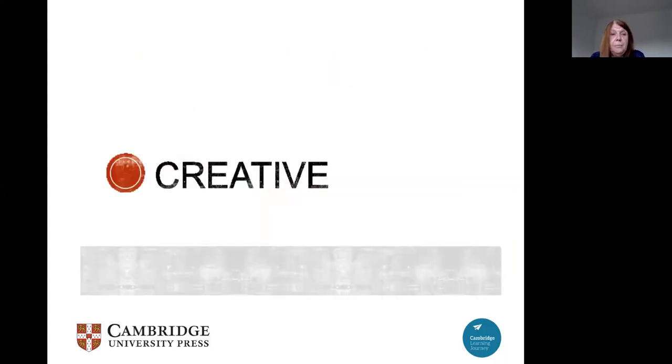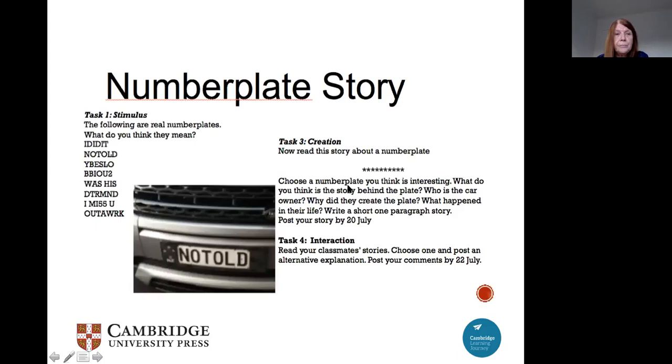The final category of activities asks students to create some kind of poem or product, an advert perhaps, or a story. Here's the first one: number plate story. I got fascinated in New Zealand because people have quite imaginative number plates. There's quite a big license allowed as to what you have on your number plate. So the first stage, particularly for foreign students, would be to actually decode some of the number plates.